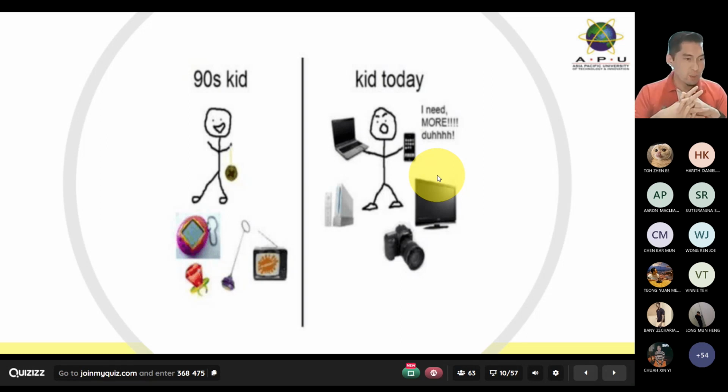We understand, I think we all understand, that generationally it can be very different. But when it comes to the essential skill sets that someone should have, a certain level of skill sets, that should not change. That should not change.